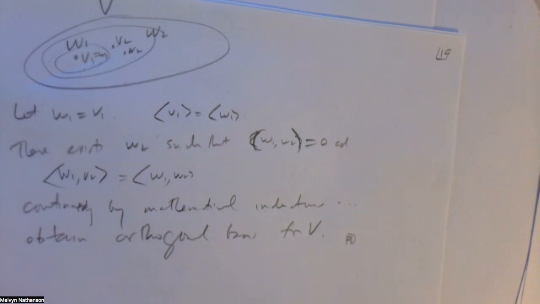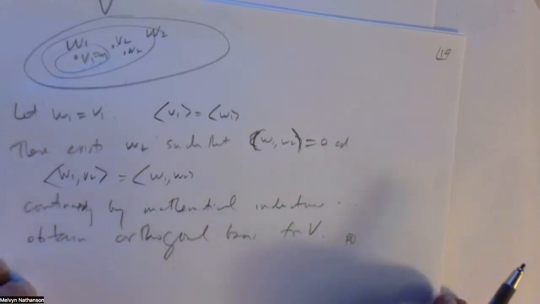It was the lemma that you take a vector, take a second vector, and subtract off the projection in the direction of the first, and you continue. So let me do one example, because I have a little bit more time. So this is an example.